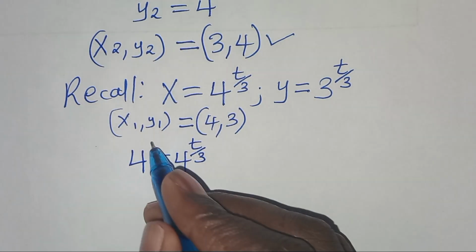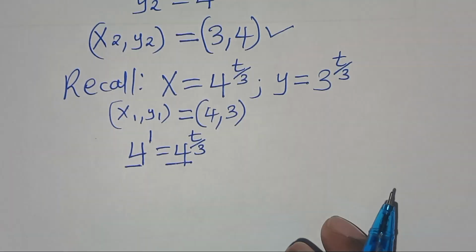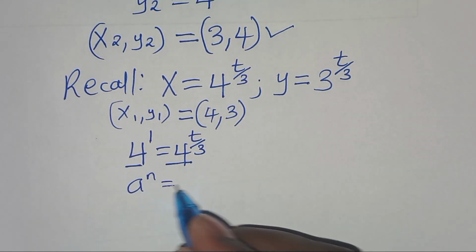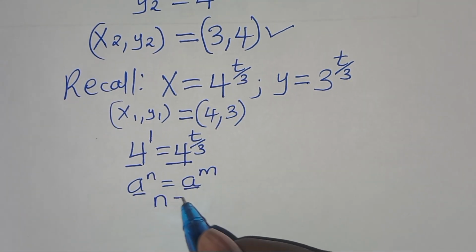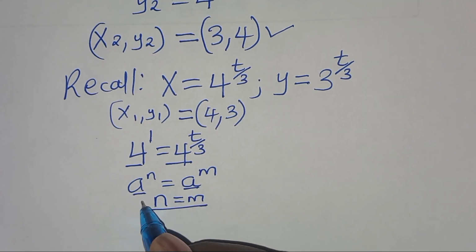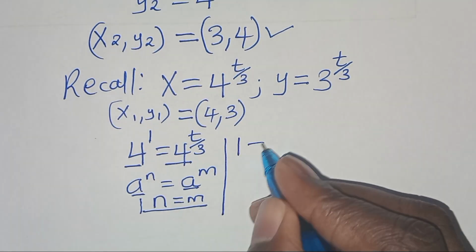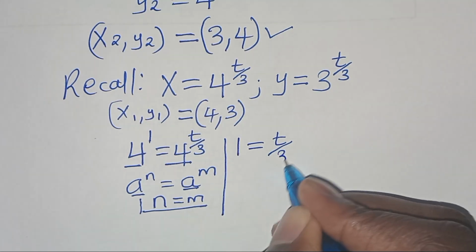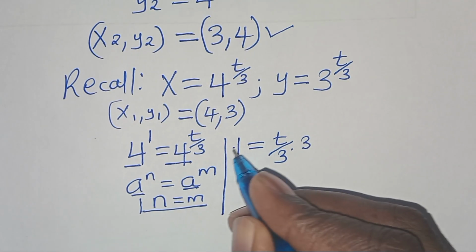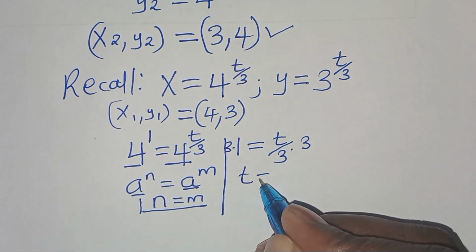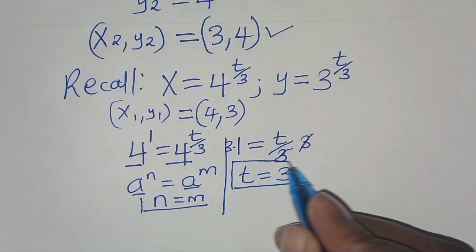So 4 is raised to power 1, and since the bases are common, that is a to power n is equal to a to power m, then the exponent n is equal to m. So applying this property, you find that 1 is equal to t over 3. To solve for t, we multiply both sides by 3. So that means that t is equal to 3. Okay?